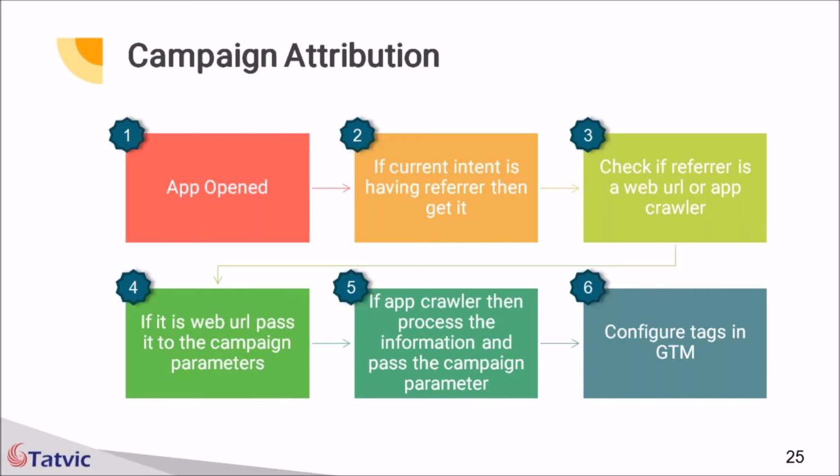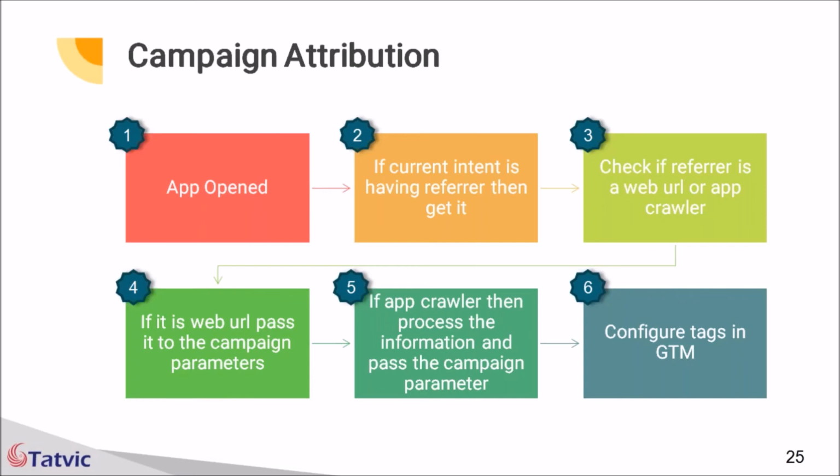Then the third step is to check if the referrer is a web URL or an app crawler. If it is a web URL, then it must have the scheme of HTTP or HTTPS ://, or if it is an app crawler, then it must have some package name kind of URL. Then if it is a web URL, you just need to parse the UTM parameters attached to that particular web URL, or you can pass the host name, from which website the user has arrived. So you need to pass that parameter into the data layer. By passing the campaign parameters, I mean pushing these parameters to the data layer.